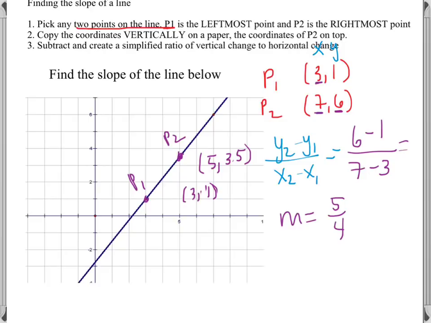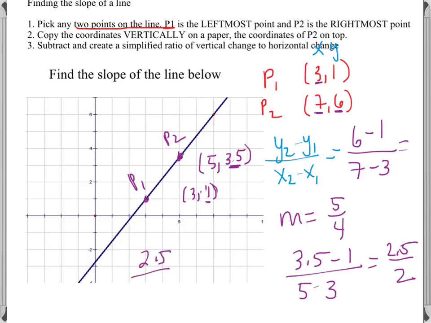So we have 3.5 minus 1. Okay, that's the y-coordinate of the second point minus the y-coordinate of the first point. And 5 minus 3, so that gets us 2.5 over 2. And if we think about that, well, 2.5 over 2 as a ratio, if I multiply the numerator and denominator by 2, which I'm allowed to do, that sort of just creates an equivalent ratio, I would get 5 over 4, which is the same as I got before.